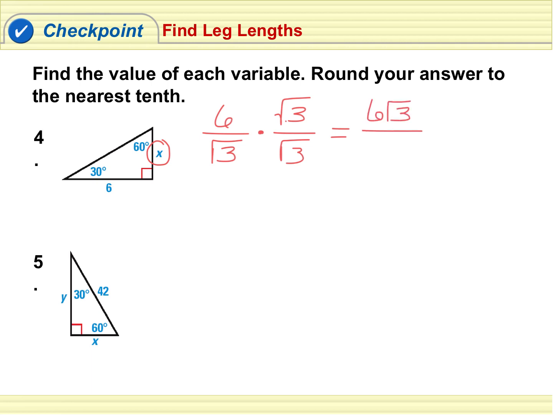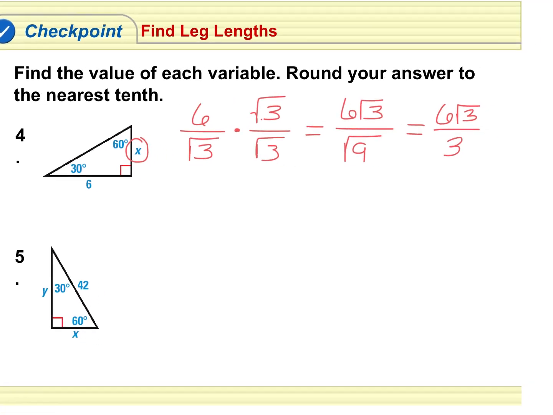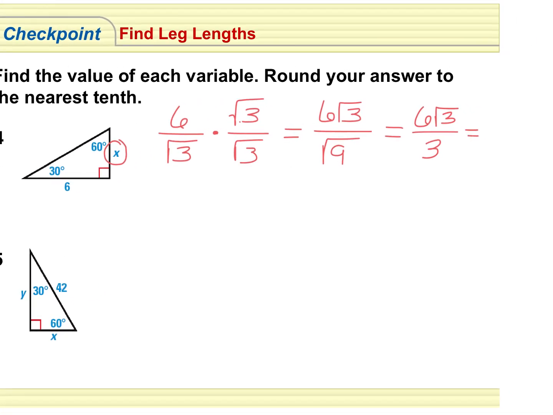What does the bottom turn into? Square root of 9. Top stays. What do I get on the bottom? Just 3. Can I do anything else to make that simpler? What can I do with those whole numbers? I can divide them, right? What's 6 divided by 3? 2, and then I still have that square root of 3. So if you ever have those whole numbers out in front, try and simplify them if you can.